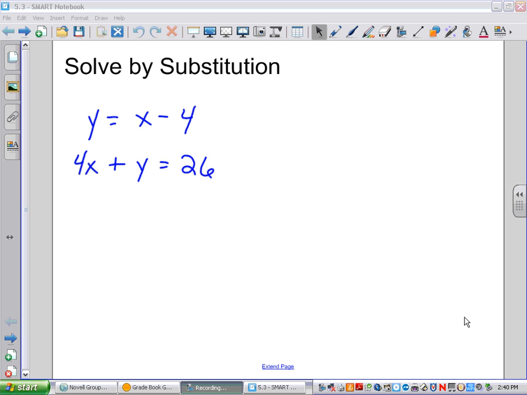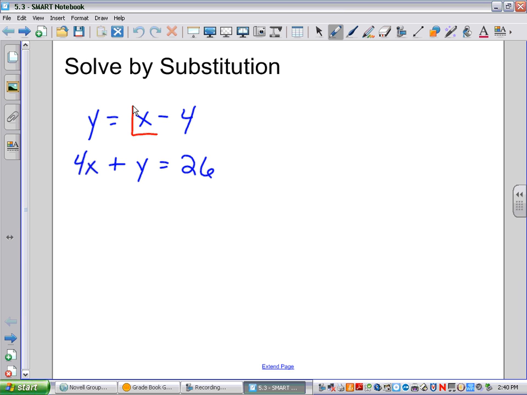Okay, substitution. If you look at your first equation, y equals x minus 4, I'm going to take what y equals and substitute it in place of the other y. I'll say that again. You take what y equals and substitute it, replace it, into the other y. So I'm going to rewrite this equation as 4x plus y, but instead of y, I'm going to put in x minus 4 equals 26.